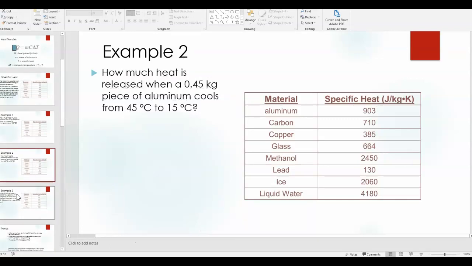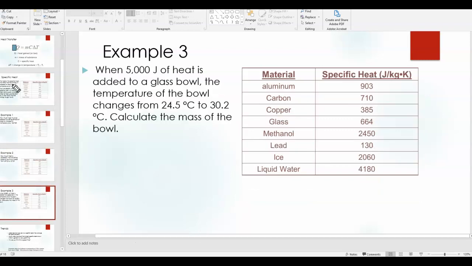All right, example 3. When 5,000 joules of heat is added to a glass bowl, the temperature of the bowl changes from 24.5 degrees Celsius to 30.2 degrees Celsius. Calculate the mass of the bowl. And it's a glass bowl. Now, I want you to pause it here and try to do example 3 on your own.